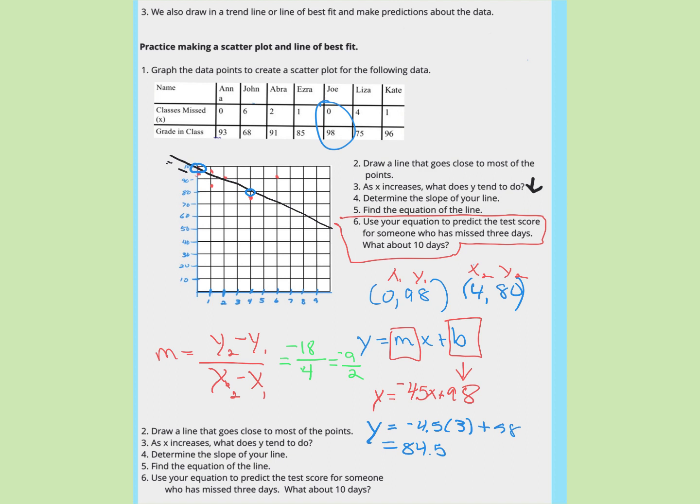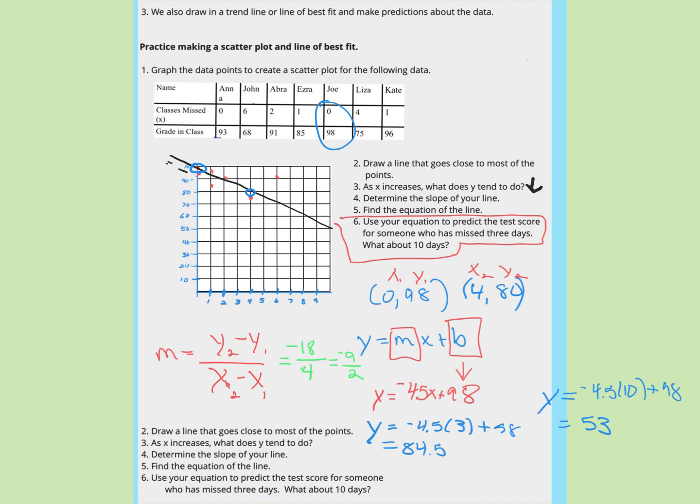And then we can do the same thing for 10 days. If the student had missed 10 days, y = -4.5 times 10 plus 98. So -4.5 times 10 gives me -45, and I'm going to add on that 98 to it. So the student would end up with a 53% in the class.